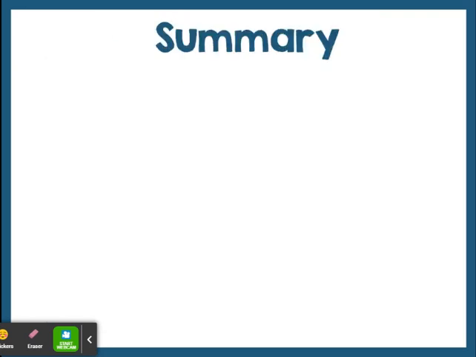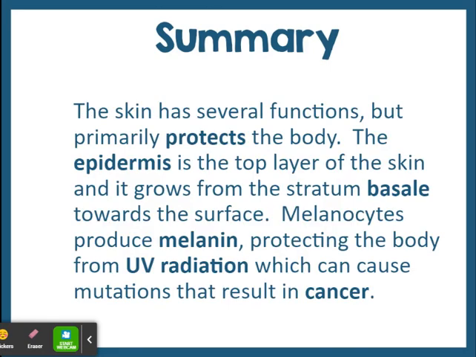So, to sum up, the skin has several functions, but primarily protects the body. The epidermis is the top layer of the skin, and it grows from the stratum basal towards the surface. Melanocytes produce melanin, protecting the body from UV radiation, which can cause mutations that result in skin cancer.